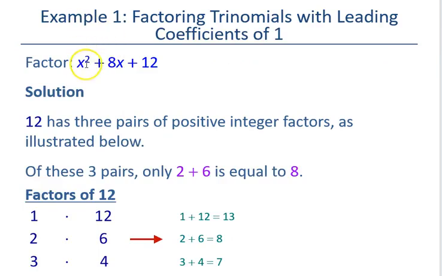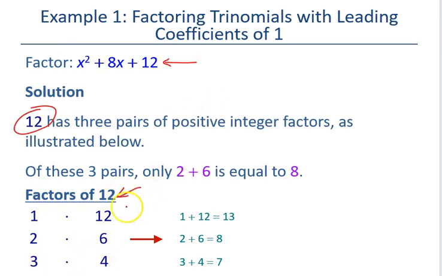Okay, we're going to factor x squared plus 8x plus 12. Okay, what's going to happen here is this. Get out the red pen here. We're looking for the factors of this guy right here. Okay, so right here, there they are. It has three factors. We got 1 times 12, 2 times 6, and 3 times 4. That's the first step, okay?